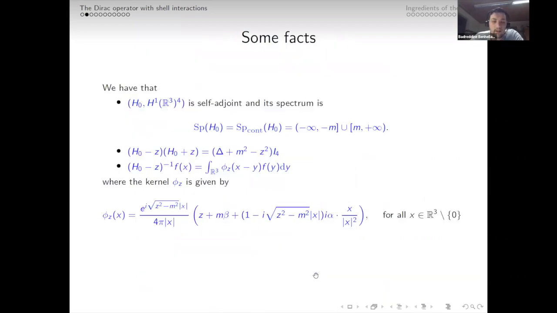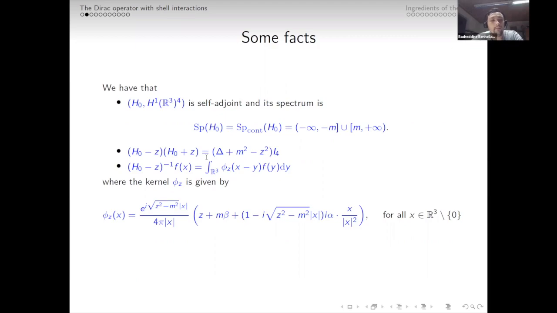So here we have some well-known facts. The first thing is that this free Dirac operator defined on H1 is self-adjoint, and its spectrum is purely continuous, and it is the union of these two intervals. In the physical sense, this interval is the positive energy, and this one is the negative energy.